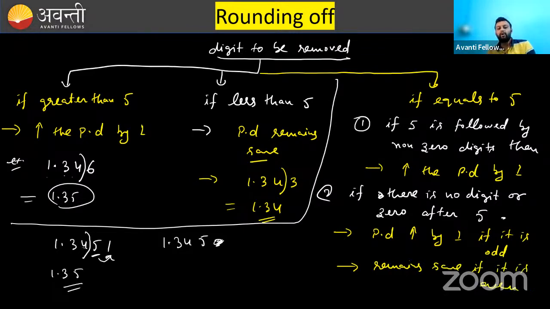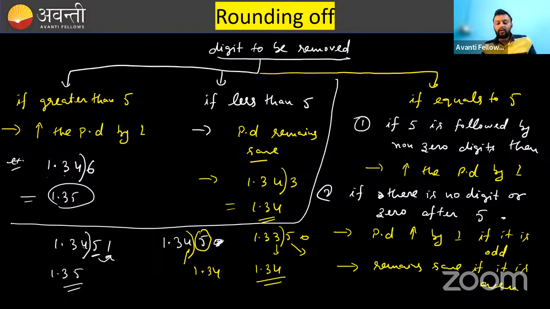Now we need to check whether the preceding digit is even or odd. In this question, 5 is to be removed, followed by no digit. If this preceding digit 4 is even, then it will remain the same. So the answer is 1.34. If it is 1.3350, the digit to be removed is 5, and this 3 is odd, so it will increase by 1, giving 1.34. Very good, Sushant. I think it is clear now. If these rules are clear, then we can move further.